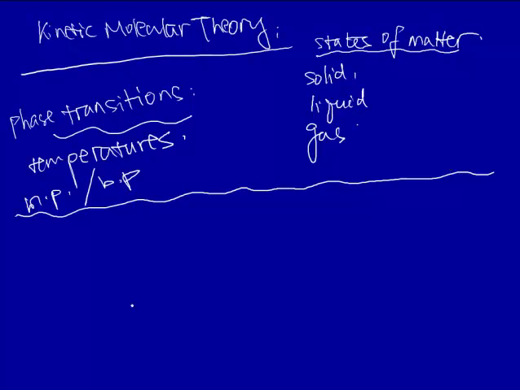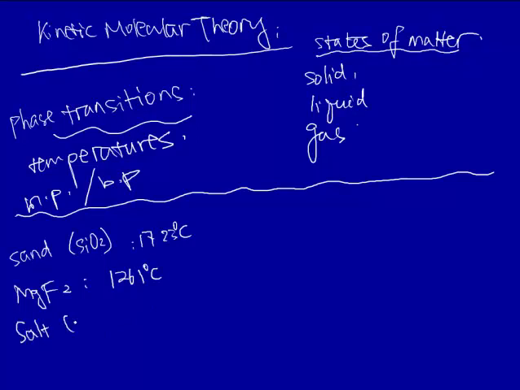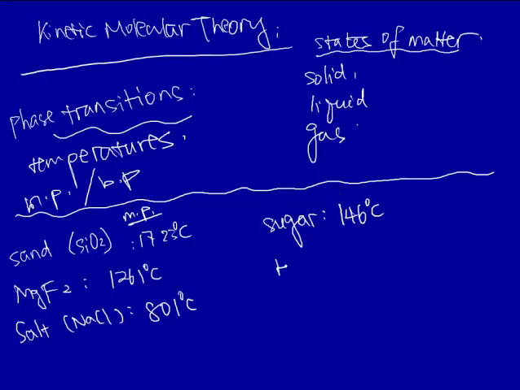For sand, this is silicon dioxide, SiO2, and that will give you about 1723 degrees C. Then you put in the magnesium fluoride, it's 1261, more than 1,000. If we're talking about table salt, sodium chloride, the melting point will be 801 degrees. Table sugar has a melting point of about 146. And everybody knows for water, the melting point is 0 degrees Celsius.